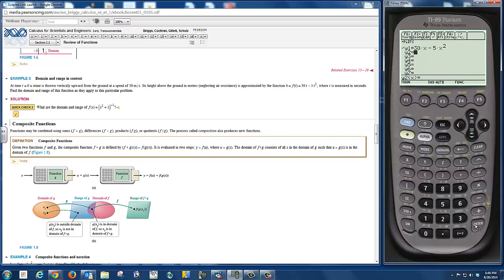Now we're not sure what window we're going to need, but at time t equals 0, the stone is thrown. So let's change our window. We can start at x equals 0, because remember, x represents time. I don't know how far down the road the stone will go, so we'll leave it at 10. Y represents the height here, or h in our problem, so let's change that to 0, because we'll have no negative heights. And we'll leave the y at 10. Now let's see what this looks like.